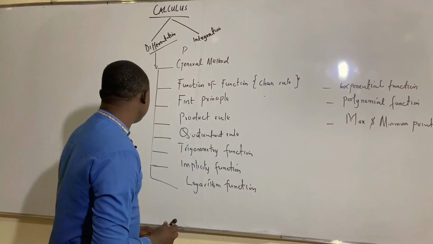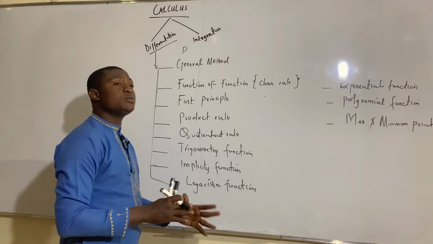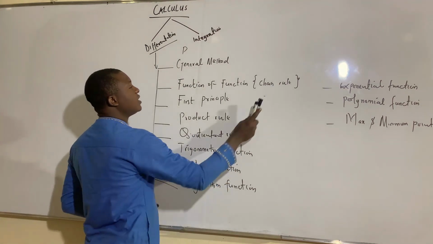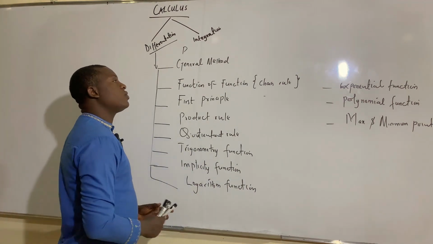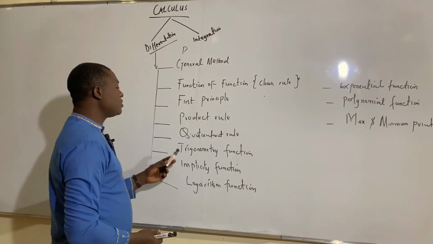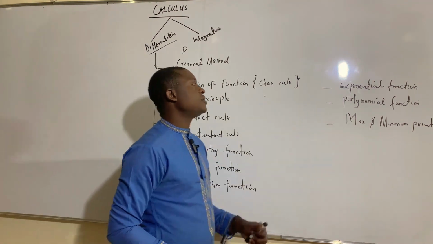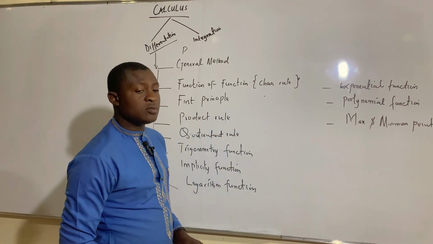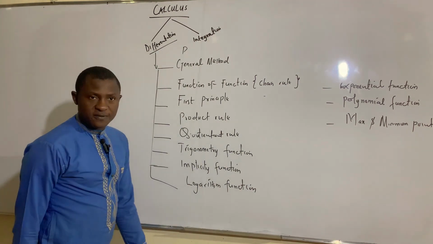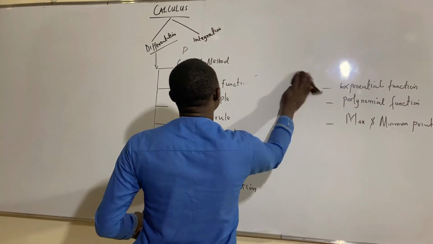Okay, so now I will be taking all these one after the other. The first one that we mentioned, the general method, is just a rule of how we differentiate. The second one is function of a function, which in some textbooks or materials they call the chain rule. The other one is what we call the first principle. After first principle, we have the product rule, the quotient rule, trigonometric functions, implicit functions, logarithm functions, exponential, polynomial, and maximum and minimum point functions. I will be taking them one after the other under differentiation. So let's go.